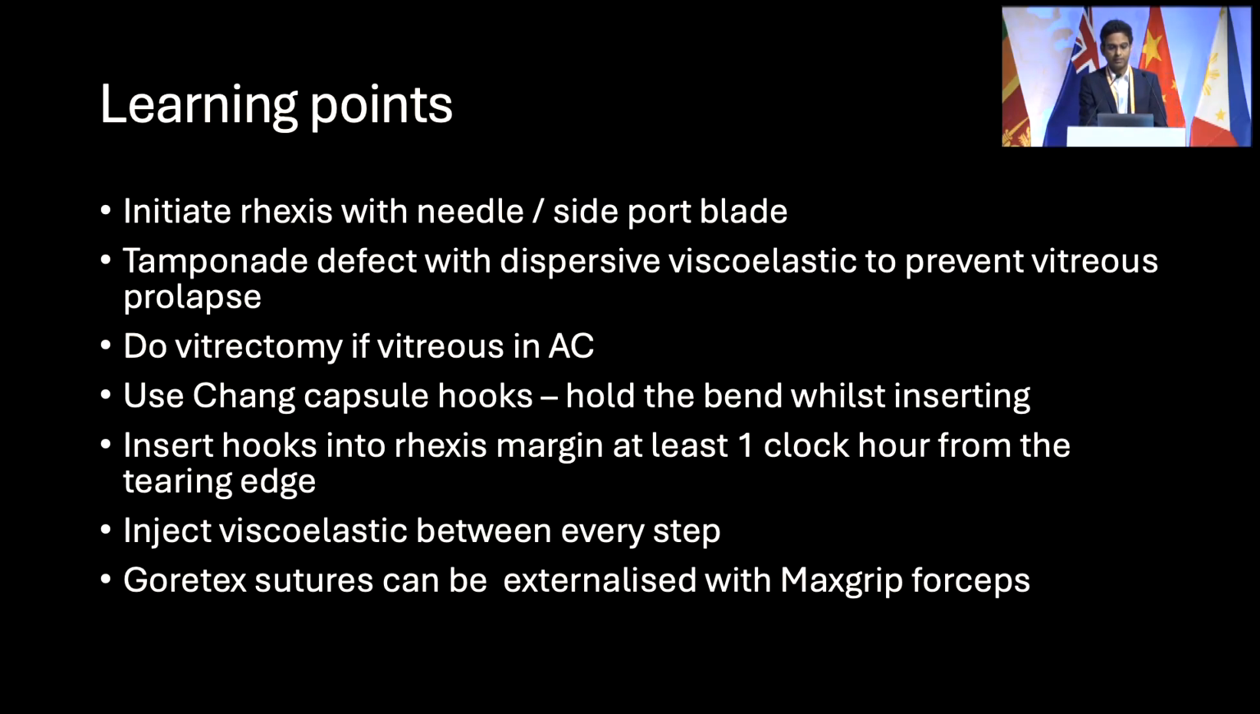So the learning points from all these cases are: initiate the rhexis with either a sharp instrument, a needle or a side port blade, and tamponade the defect with dispersive viscoelastic, because you want to prevent further vitreous prolapse. Do a limited vitrectomy in the anterior chamber, and use Chang capsule hooks or iris hooks, whatever you're comfortable with. When using the Chang capsule hooks, hold the bend while inserting it through the paracentesis, because it separates out quite a bit. When you hold both arms together and then insert it, it's much easier. Insert the hooks into the rhexis margin at least 1 clock hour away from the tearing edge, and use max grip forceps.